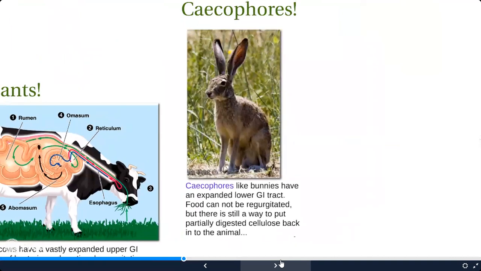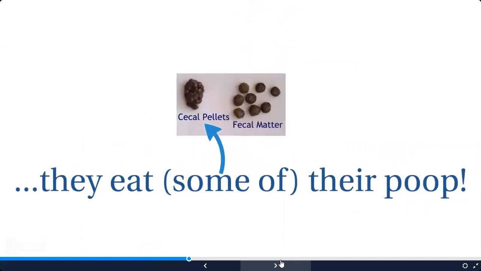And then there are also cecophores. These are, an example would be a rabbit or a hare. They don't have that expanded upper GI tract, the stomach. It's their lower GI tract, so the intestines that's expanded. So they don't regurgitate their food. They actually eat their feces, and they actually do look different if it's been through their digestive system once or twice. So they actually redigest their food, and it's the bacteria in their lower GI tract that helps to ferment the cellulose, so they can extract nutrition from it.